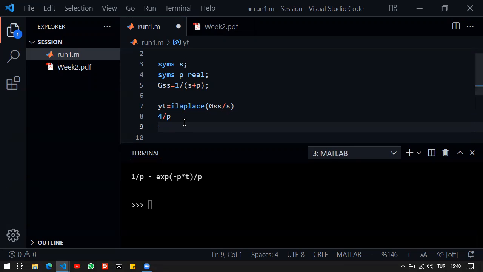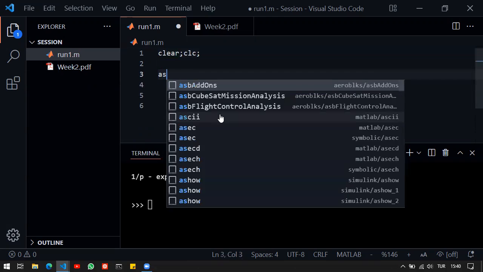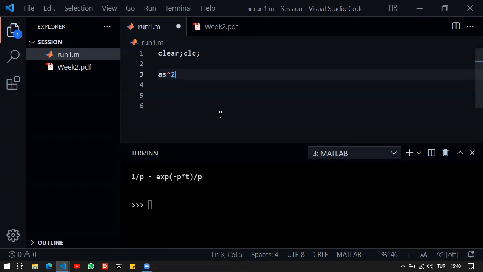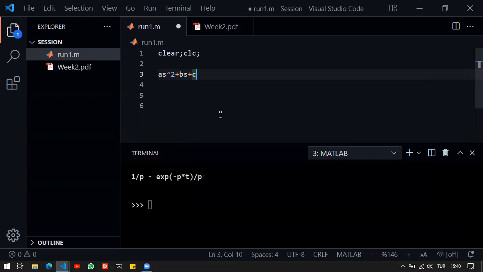Now, what about, for example, second order transfer functions? Because this is just the first order version. What about higher orders, like the second order? So for the second order systems, we would have a polynomial that would look like this. And this equation would give me the poles of the system.